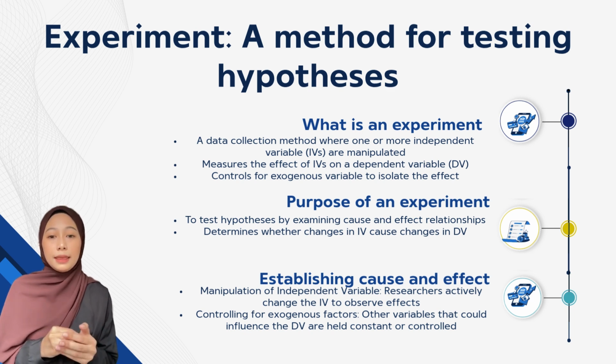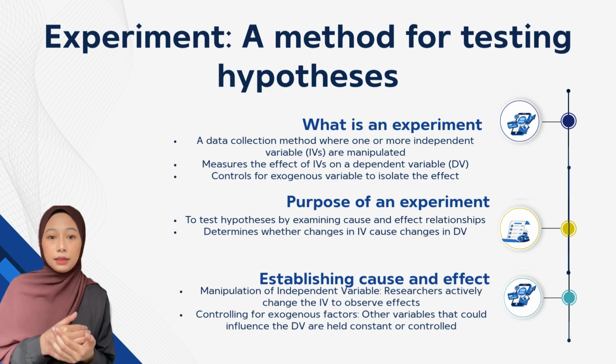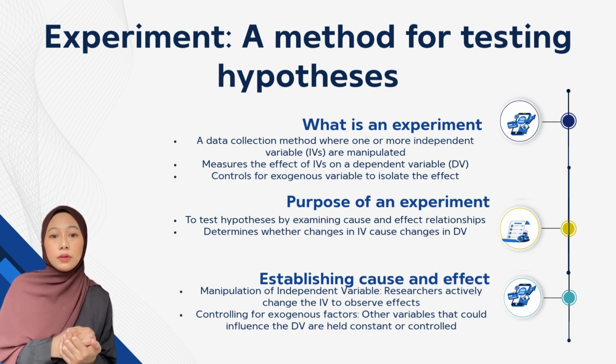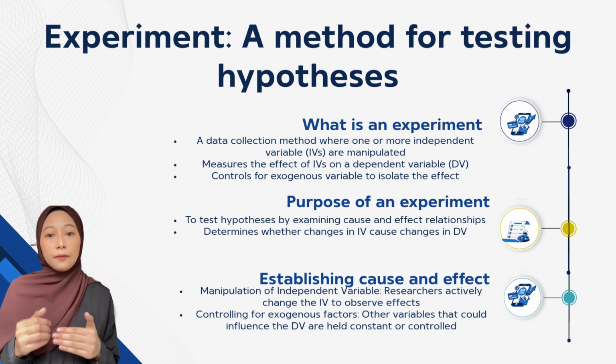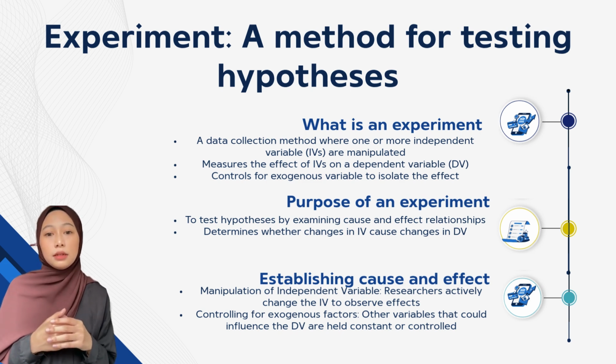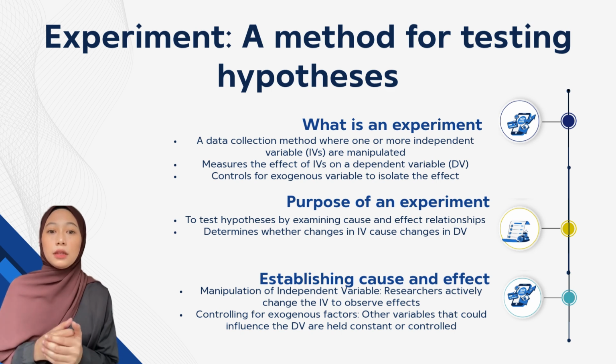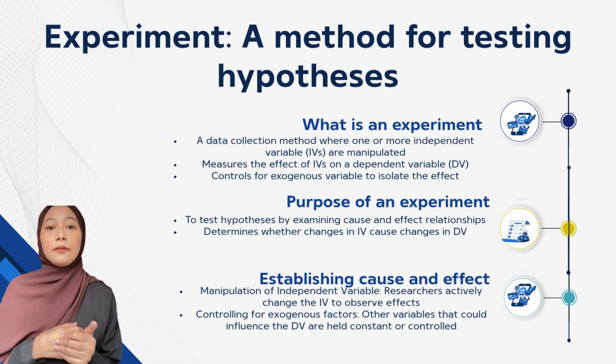By manipulating the IV and controlling for other factors, experiments allow researchers to isolate the specific impact of the IV on the DV. This increases internal validity and strengthens the claim of a cause and effect relationship, which is often the goal in scientific research.